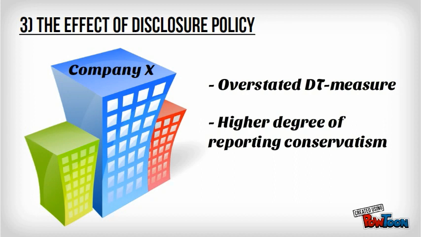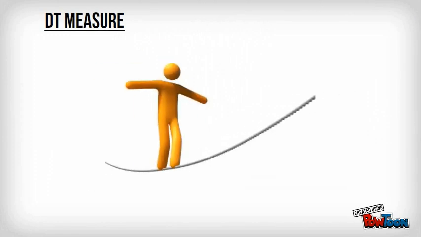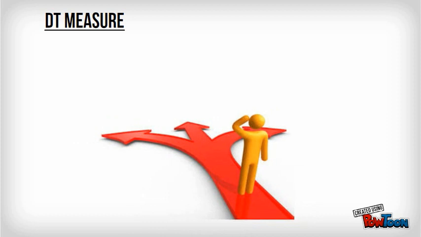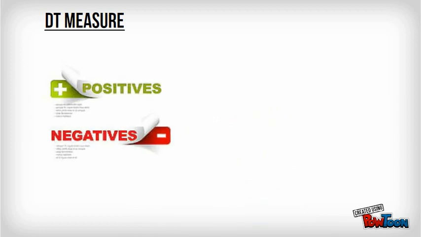At the end of the paper, also the stability of the DT measure is estimated and measured. The results indicate that the DT measure is not stable over time. The association between the DT measure in successive subperiods of 10, 5 and 2.5 years is non-existent. In comparison with other measures of conservative reporting, the DT measure is less stable.